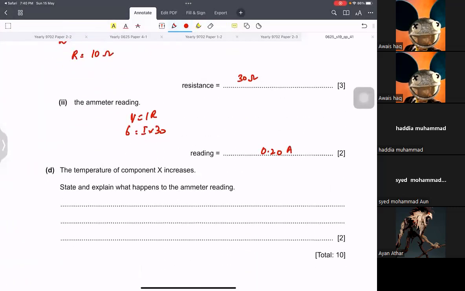Then the temperature of X increases. State and explain what happens to the ammeter reading. So if the temperature of X increases, then the resistance, because it's a thermistor, right? So the resistance decreases, hence the current will increase. That's why. Okay.